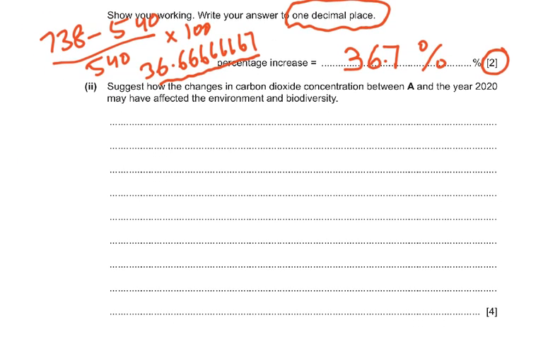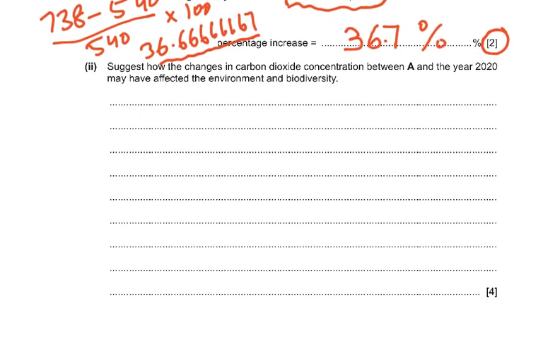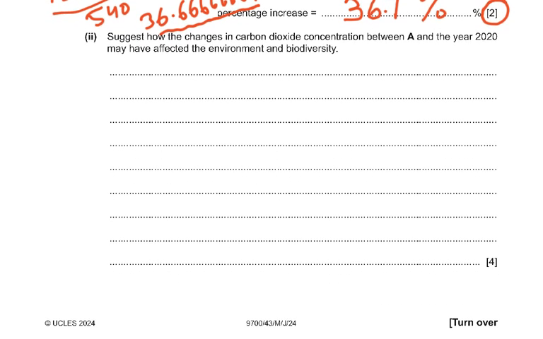Suggest how the changes in carbon dioxide concentration between A and the year 2020 may have affected the environment and biodiversity. Now, that of course has come many times in your exams on this sort of question. Increase in temperature means global warming, sea level increases, habitat changes, there's going to be forest fires, ocean acidification, ecosystems disrupted, changes in biodiversity, and of course, it's going to all lead to extinction.